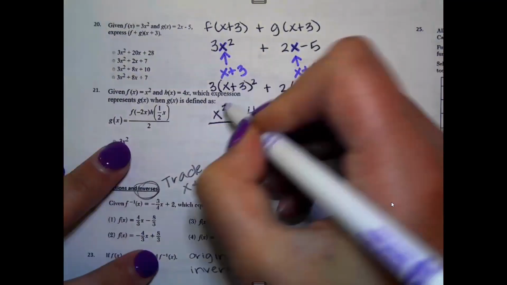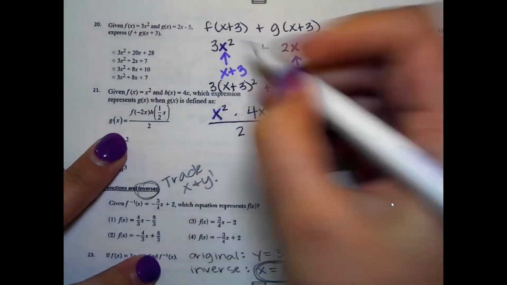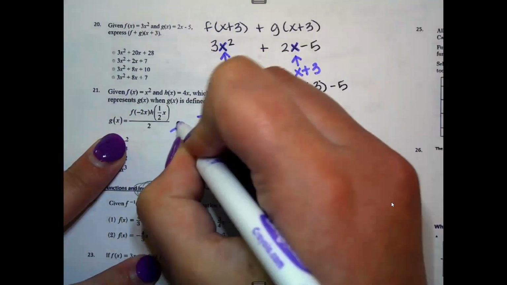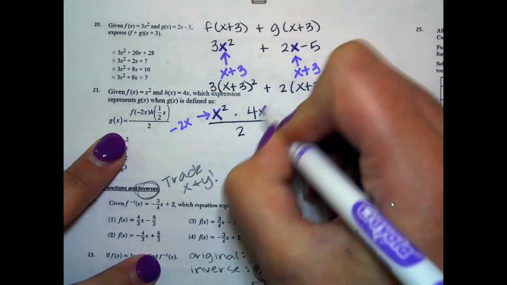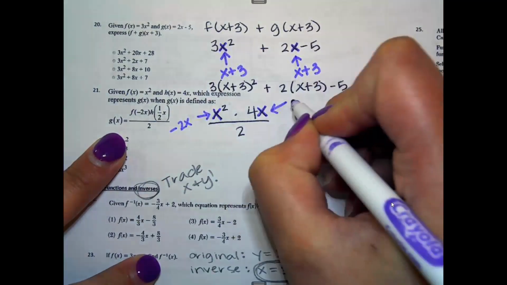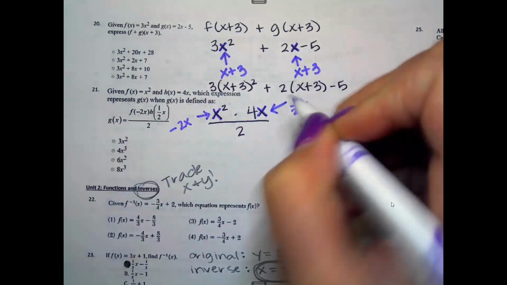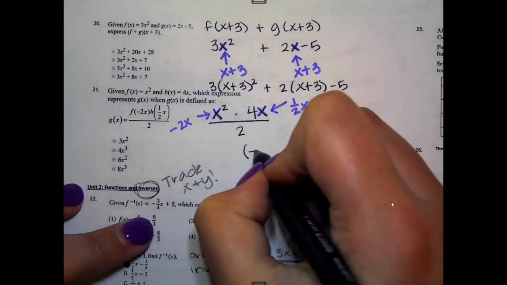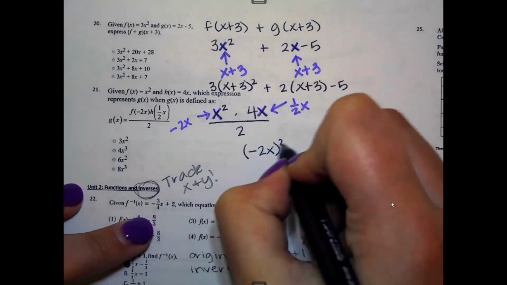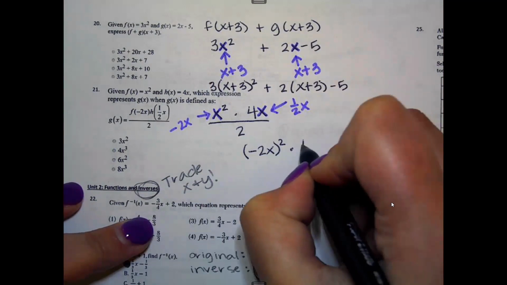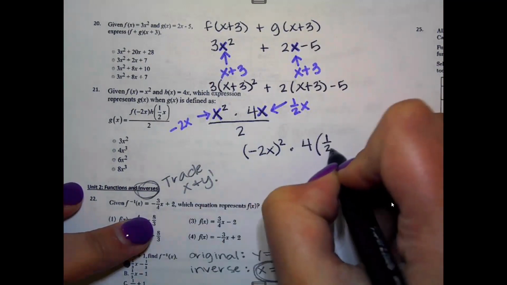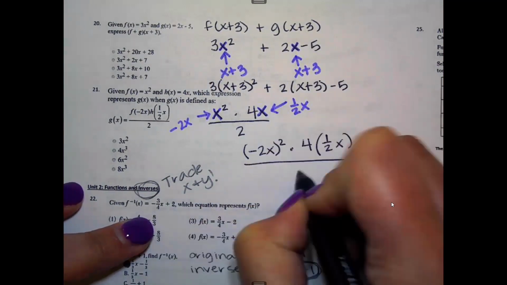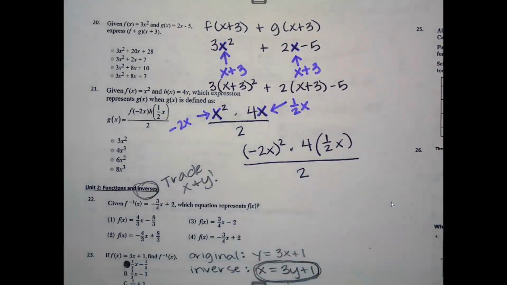For this x right here, they want you to plug in negative 2x. And for this x right here, they want you to plug in 1/2 x. So we're going to take the first one and plug in negative 2x, and take the second one and plug in 1/2 x. And then from there, all you have to do is graph it with your answer choices and see which one matches.